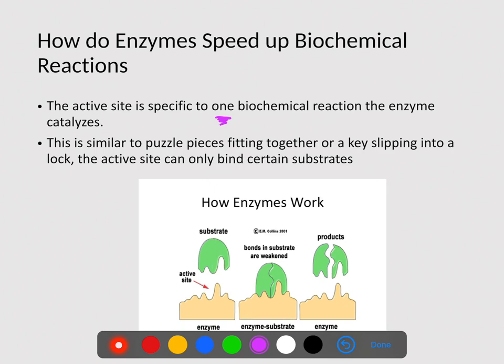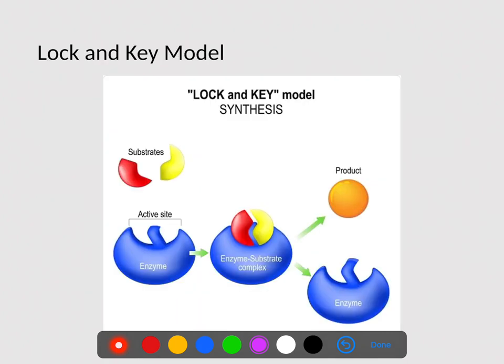Think about it like the lock on your door. Only one type of key will fit that lock, just like only one reaction or one substrate can fit into that active site. So this is kind of how it works. Here's our substrate, and you'll notice that the shape of the substrate is the exact same shape as the active site. So this would be our key, this would be our lock. The key fits perfectly into the lock, the reaction occurs, the product forms, and the enzyme is released.